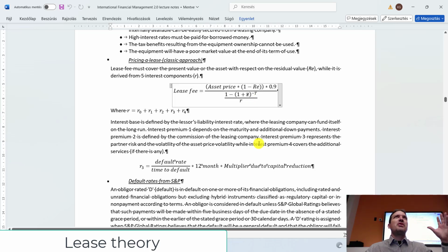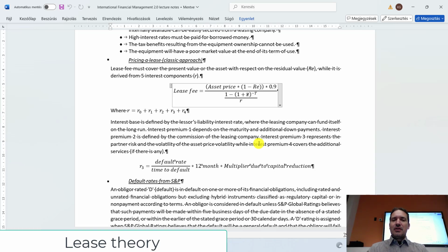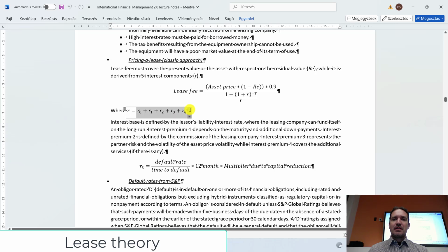So practically this is an annuity because we have a fixed payment for a predefined time period, and the interest rate for this annuity is determined by these factors of different R. So R0 is the interest rate which is available for the leasing company. R1 depends on the maturity and down payments. Unfortunately, we are not able to model this one, so we have no idea.